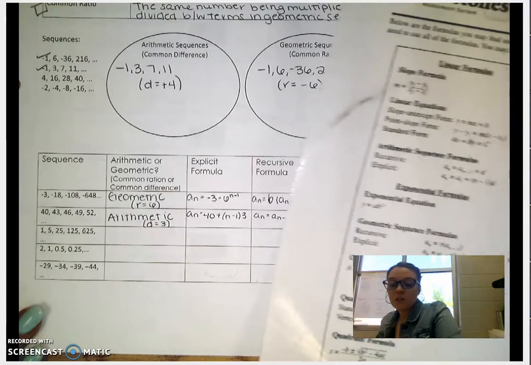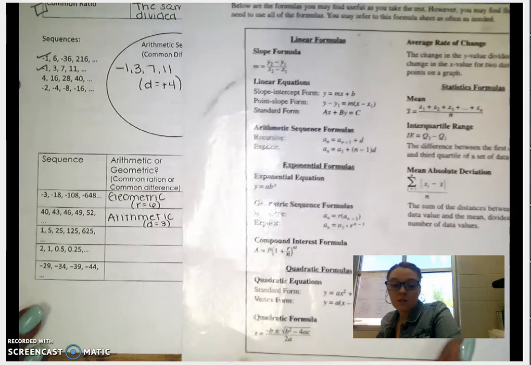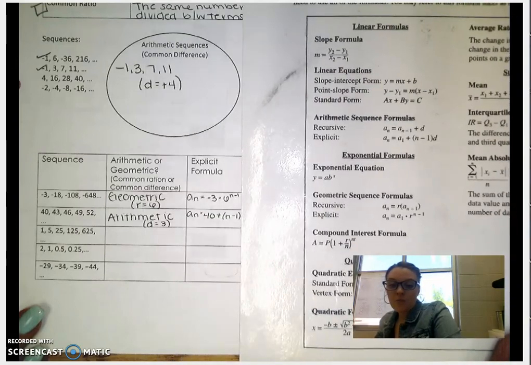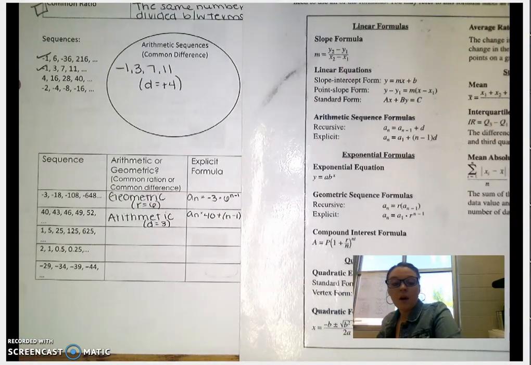I'm going to freeze the screen showing the sequence formulas right here so that you can pause it and finish this page. One more page to go. We are so close to being done.